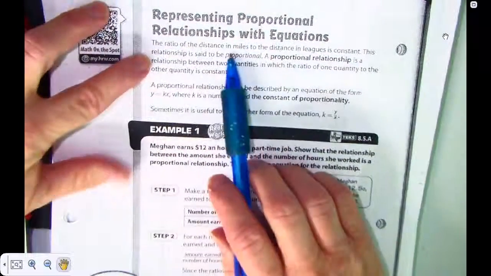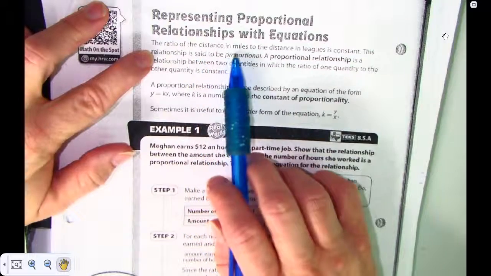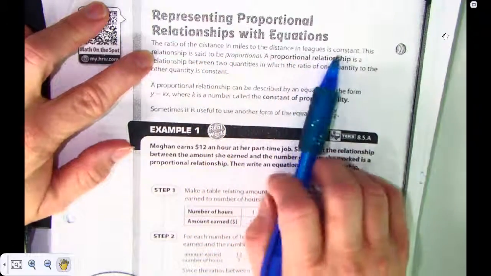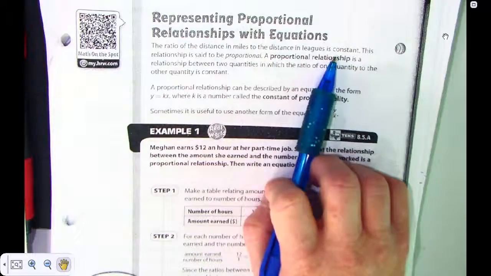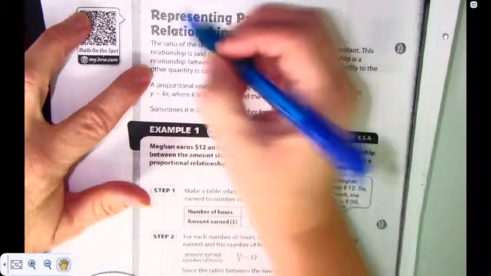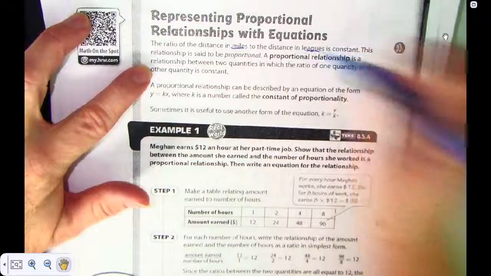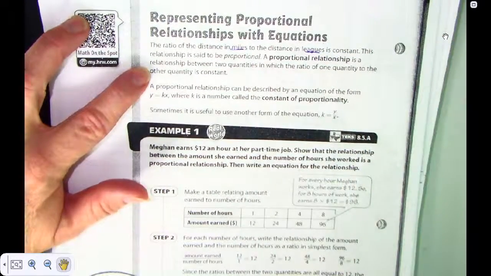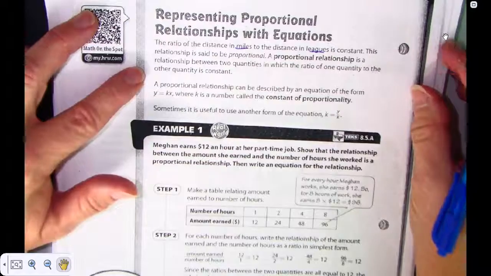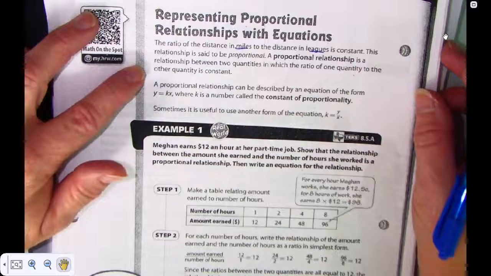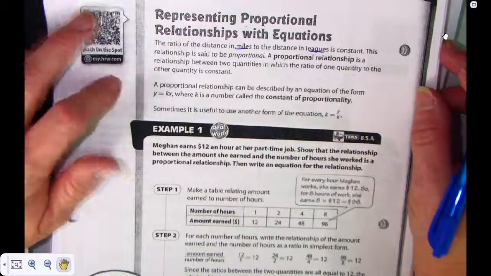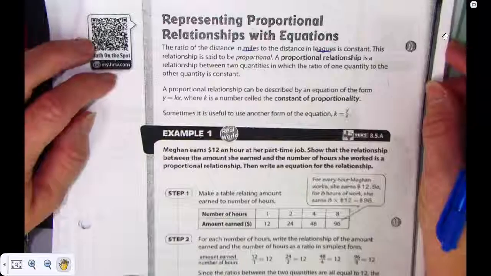Okay. When the ratio of the distance in miles to the distance in leagues was constant, it stayed the same, didn't it? It was always what? 3. When we compared the ratio of miles to the leagues, we always got 3, and that was our unit rate. And it stayed constant. Now it has a new name. It's called constant of proportionality. It's a big word. Constant of proportionality.